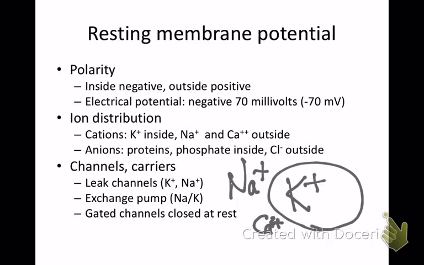Okay, and then we're going to add the anions. Remember, cations have a positive charge, anions have a negative charge. So our anions on the inside tend to be proteins and phosphate. Proteins and phosphate. And on the outside, we have a lot of chloride because chloride and sodium are just in love.